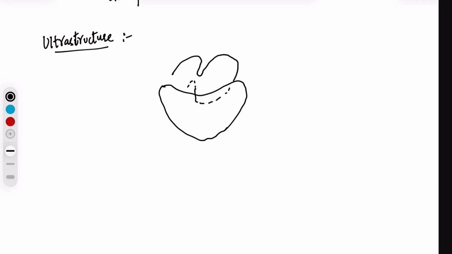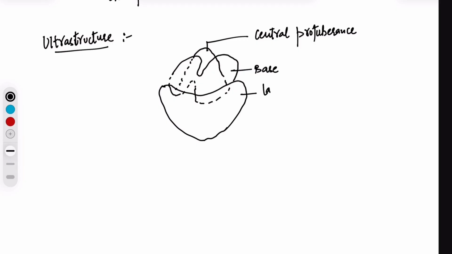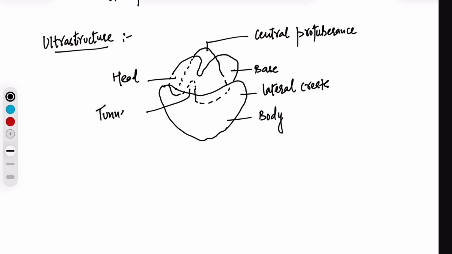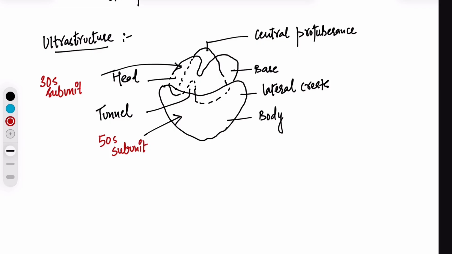In the 3D structure, we see that the largest subunit, the 50S subunit, is present at the base, and the one above is the 30S subunit, which you saw is a lobular structure. In the center there is a protuberance, and there are lateral crests, which you can see on both sides of the 50S subunit, the larger one. There is a body, and the space inside it is a tunnel-like structure. The smaller one above is the 30S subunit, and the larger one is the 50S subunit.